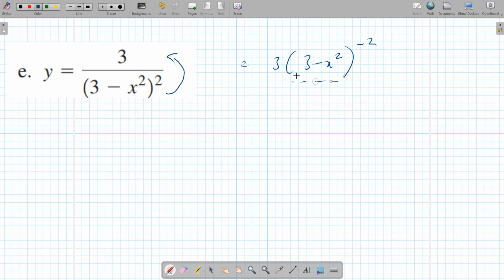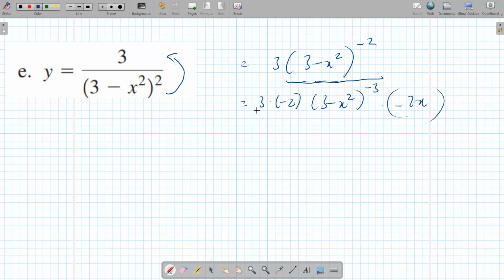Just focus on this. The 3 is going to stay there. The 3 is not going to move. What's the derivative of that bracket, the entire bracket? You bring the negative 2 in the front. The inside bit stays as it is. What's the new power? Negative 3 over 2. Yeah, and then what do we multiply this by? Negative 2x. Yeah, perfect. Negative 2x.